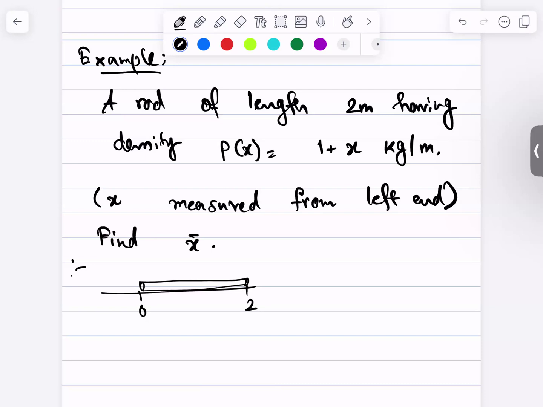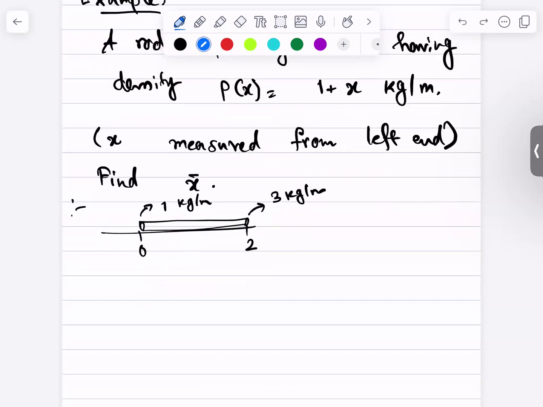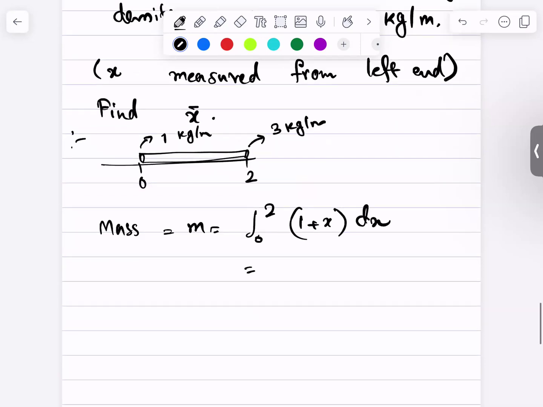At the point 0, my rho 0 will be 1 kg per meter. That's the density there. At 2, the density will be 3 kg per meter using this function. Okay, cool. So now my total mass by the formula, m will be the integral from 0 to 2 of 1 plus x dx. This is easy to calculate. You will get the answer as 4 kg.